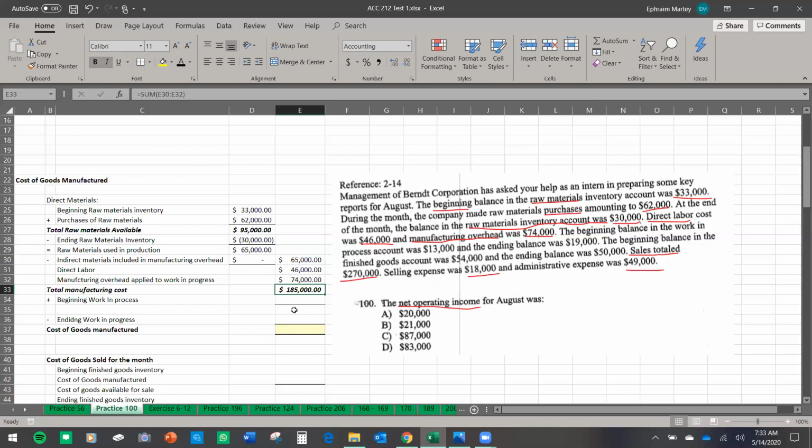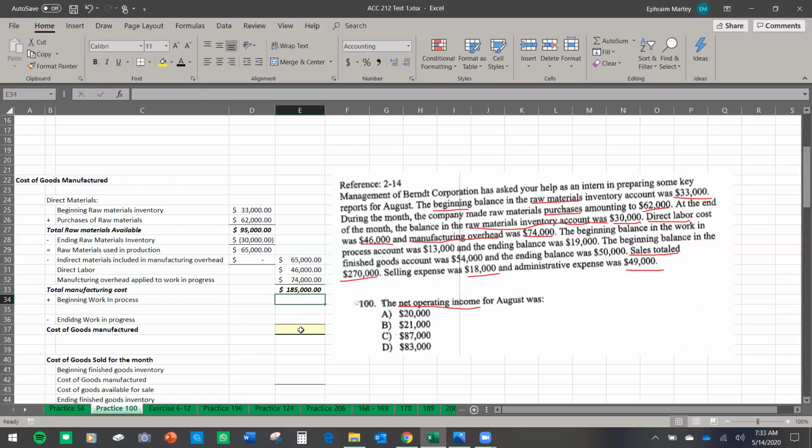This will surely appear in your text. Remember, there is a difference between total manufacturing cost and cost of goods manufactured. If you were only asked for total manufacturing cost, once you get here, you stop. You don't go any further, and that will be your answer. But in this case, you need to find the cost of goods manufactured and then the cost of goods sold as well.